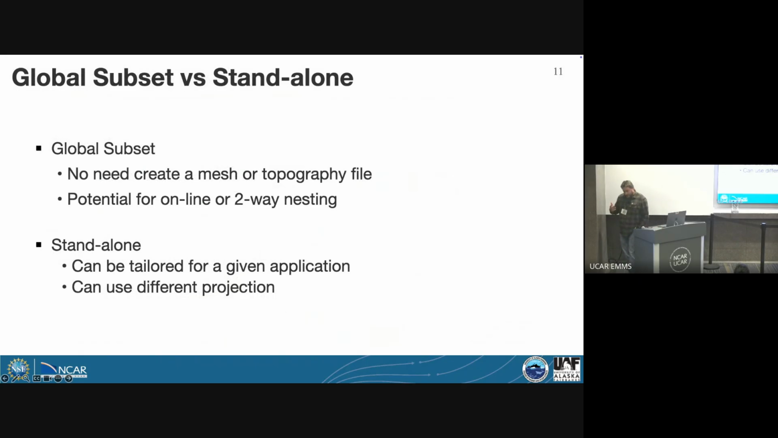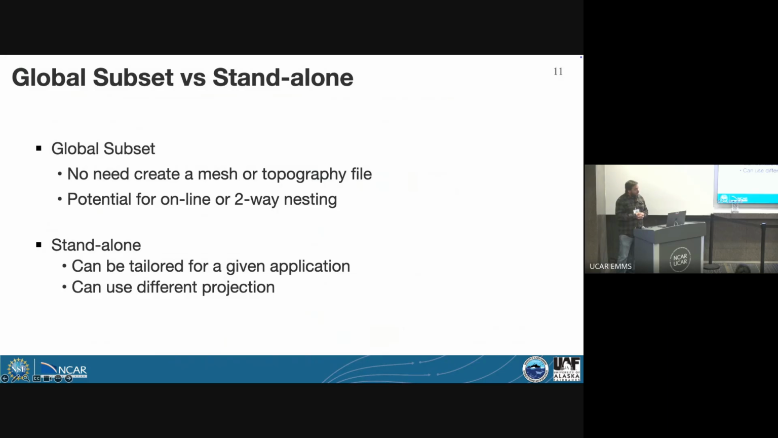So now the next step is starting to think about what I'm going to do for the mesh, and usually there are 2 options that are available. One is to use a subset of an existing global configuration. This has some advantages: you don't have to create the mesh, you just extract it from a global grid. You don't have to create the land-sea mask and the topography. So it's essentially making your job easier.